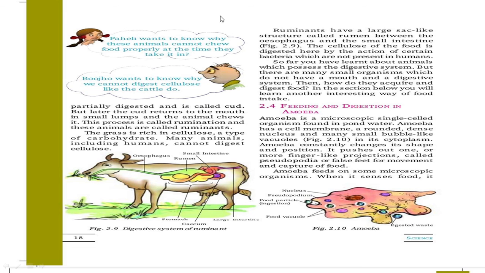And this is amoeba, and here they have given what amoeba is, and it is in your book, page number 18. In this, they have given the digestive system of ruminants. So the esophagus, small intestine, rumen, and inside the rumen they have amoeba.